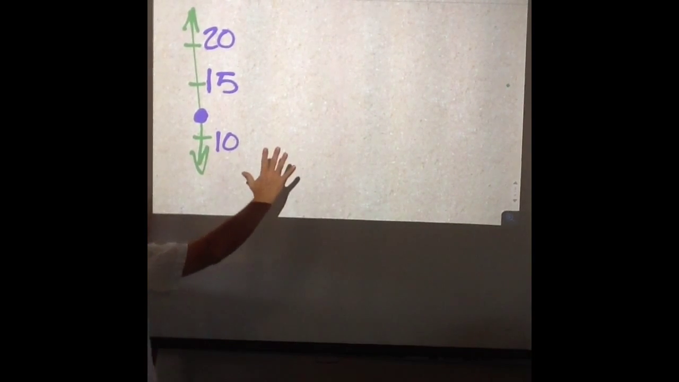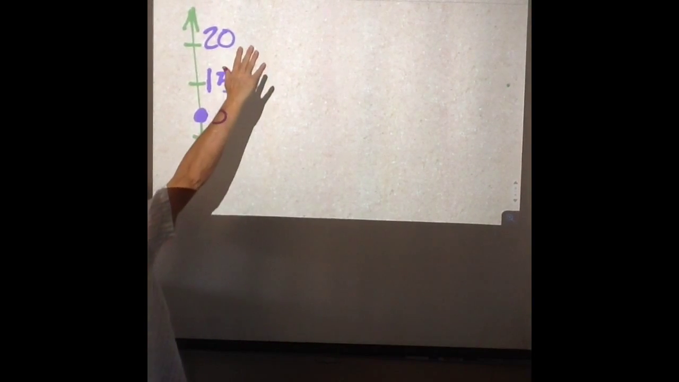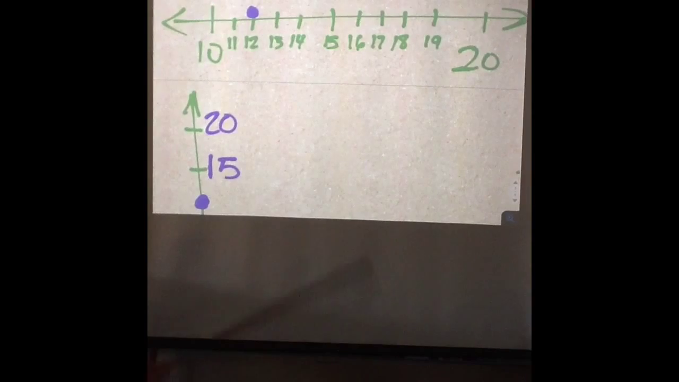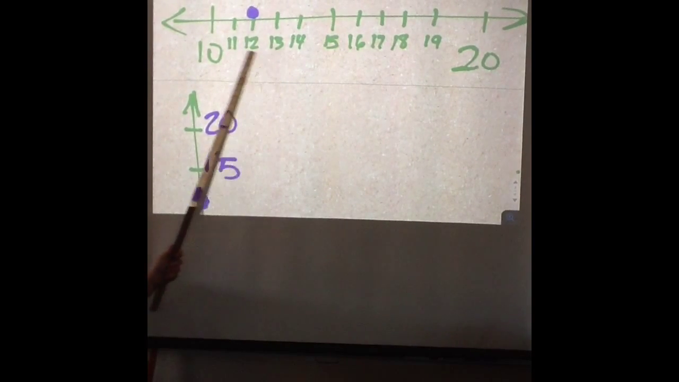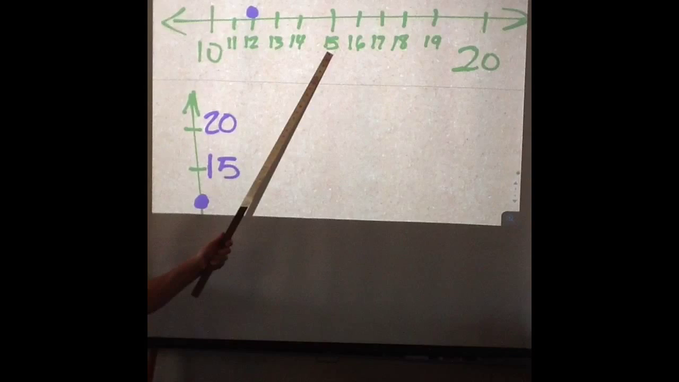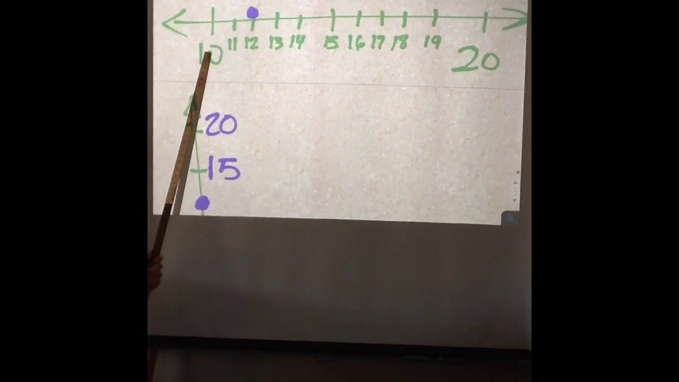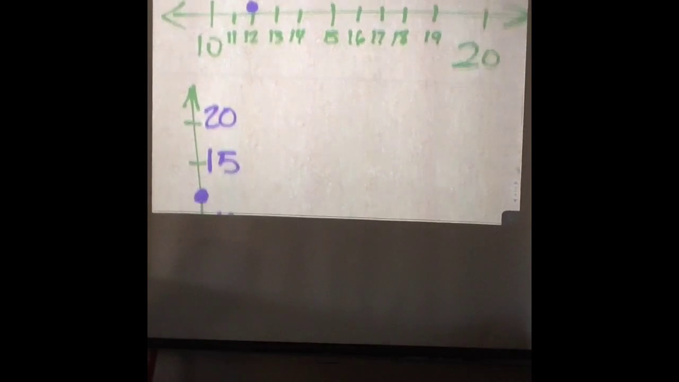Remember our rule: 5 or more we round up. 4 or less we round down. Is this a 5 or more, or is this a 4 or less? Which one is it? 4 or less. So we're going to round to what? To the 10. So when we rounded our answer, it's going to be 10.